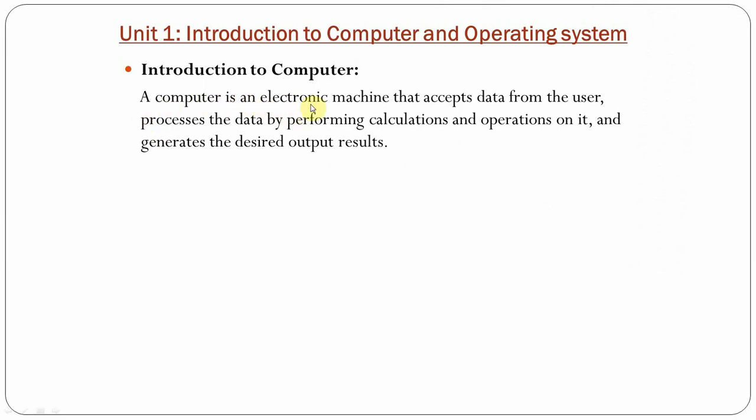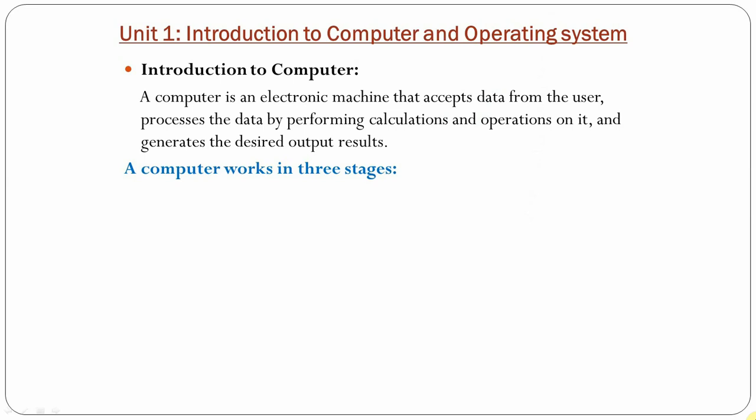A computer is an electronic machine that accepts data from the user, processes the data by performing calculation and operation on it, and generates the desired output result. So computer is an electronic machine or device that processes the data. Information given to the computer is called data. A computer works very fast. It saves your time and energy. It can remember a lot of things.